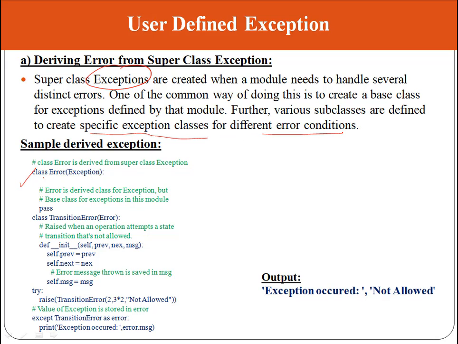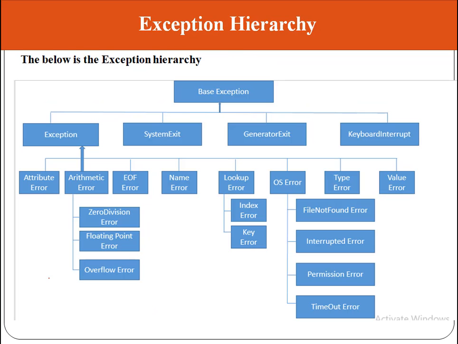This is class Error, Exception, then pass. Then class TransitionError, Error, and this is how you are defining it, and this is how you are raising it. I'm going a bit faster because once you just do it, you will be able to understand this.